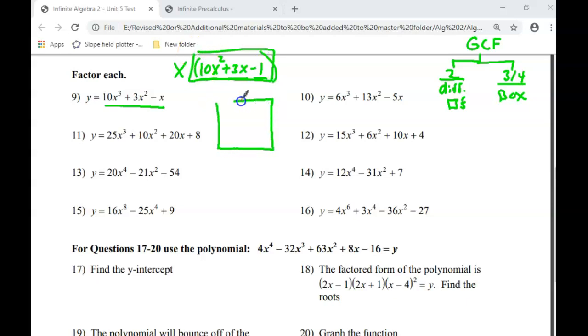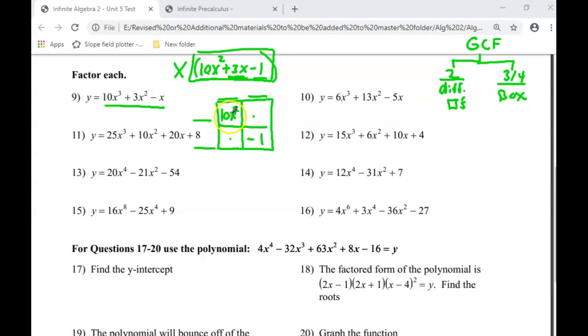So when you're doing a trinomial, the first term goes in the top left box, last term goes in the bottom right. And we're looking for two numbers that multiply to make 10x squared and two numbers that multiply to make negative 1. And when we're done and we complete our box, these two terms should add together to make 3. If they don't, then we've done something wrong.